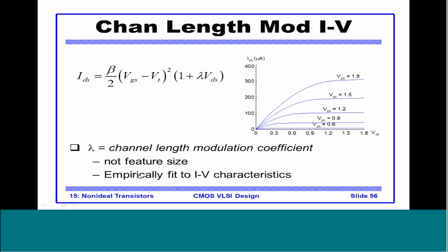Please do not confuse it with the feature size lambda we have been discussing before. This is a separate lambda. It is again an empirical value which is calculated to fit the IV characteristic. So this factor 1 plus lambda VDS captures the effect of increasing VDS due to channel length modulation.